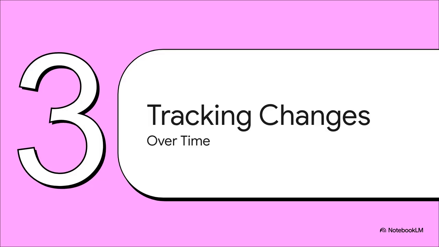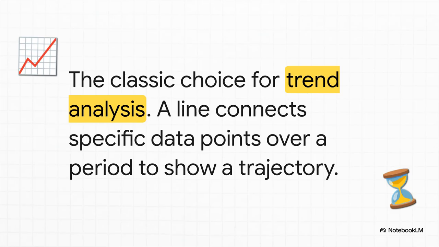Okay, so we've covered comparing static things. But what if the most important character in your story is time? You know, when the whole point is to show growth or decline or volatility, you're going to need a different kind of visual toolkit. I mean, the line chart is the absolute icon of trend analysis, and for good reason. By connecting all those data points, it really emphasizes this feeling of continuity and flow.